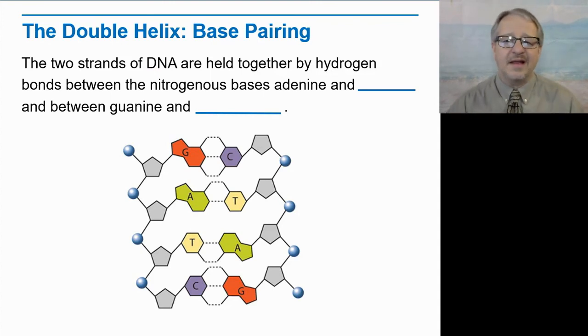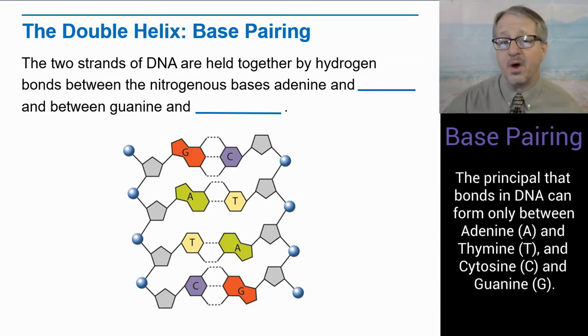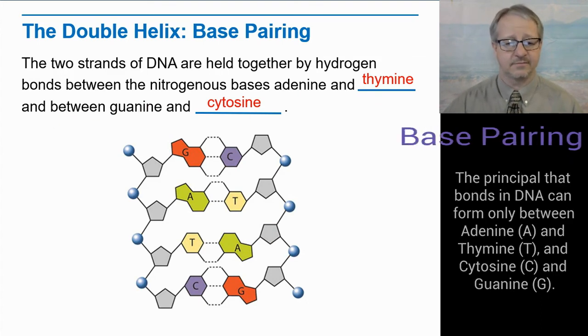Watson and Crick had realized that hydrogen bonds between the two strands would explain the tight fit, but that hydrogen bonds would form only between A and T and between C and G. This fit between bases is called base pairings. So the two strands of DNA are held together by hydrogen bonds between the nitrogenous bases adenine, or A, and thymine, and they're held together by the hydrogen bonds between guanine and cytosine.